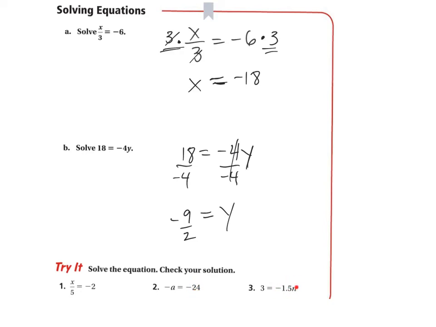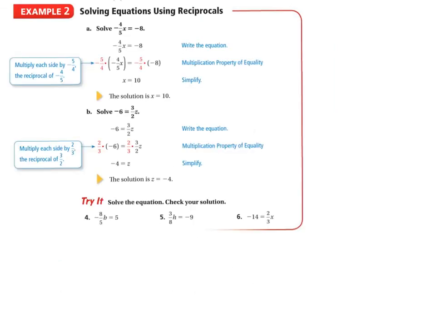This one here, divide both sides by -1.5. We always do whatever we do to one side of the equation, you do to the other. That is the golden rule of algebra. And then I just want to show this one quickly.